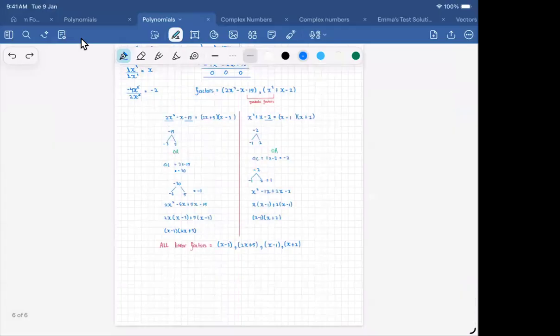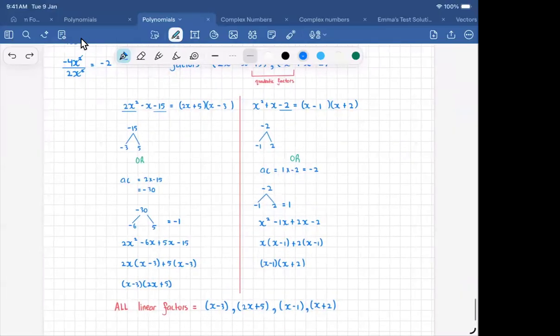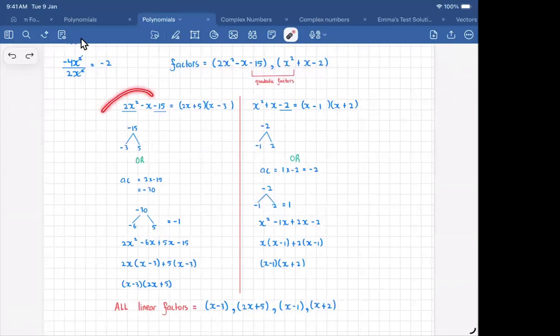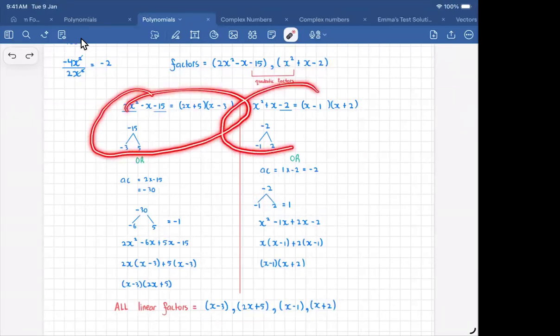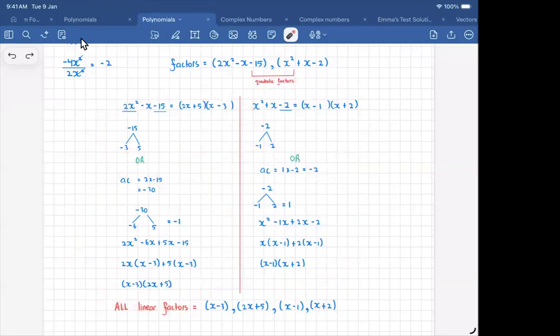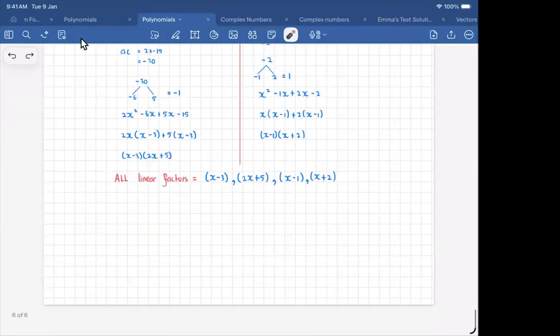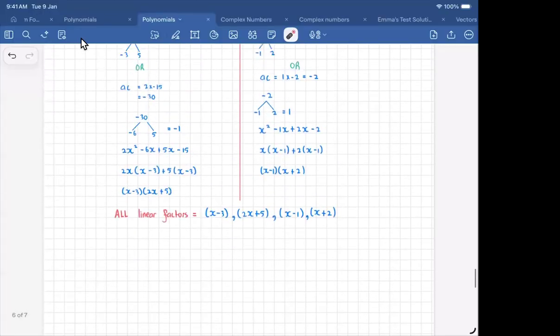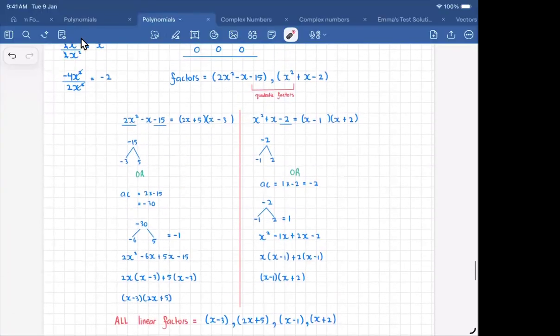Right. So Avinash, which method do you think you would understand better? This method here, which is kind of the intuitive method, or the AC method? I might understand the AC. AC, okay, no problem. Right? So let me just run through the AC method one more time.